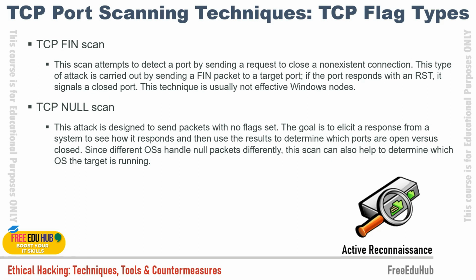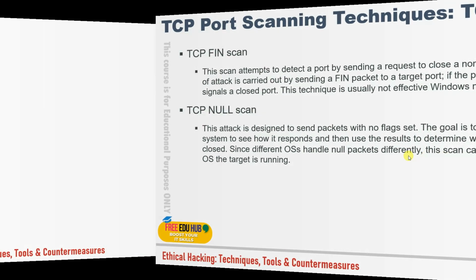Now we have TCP FIN. This is a scan attempt to detect the port by sending a request to a closed or non-existent connection. This type of attack is carried out by sending a finalize, or FIN, packet to the target port. The port responds with a reset, so it won't get any real response from there, and it would show the reset signal. Then we have the TCP null scan. This is designed to send packets with no flags set, and the goal is to elicit a response from the system to see how it responds to the packets and determine which ports are open versus closed, and which operating system is used at the other end. So by finding the operating system, the penetration tester would try to craft their own kind of attack to target that specific operating system.